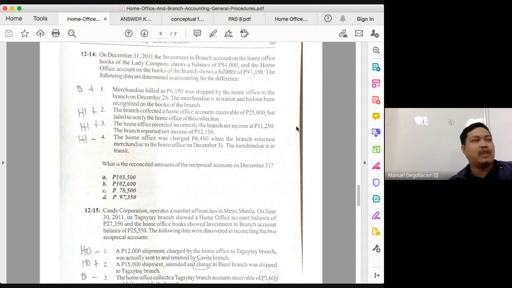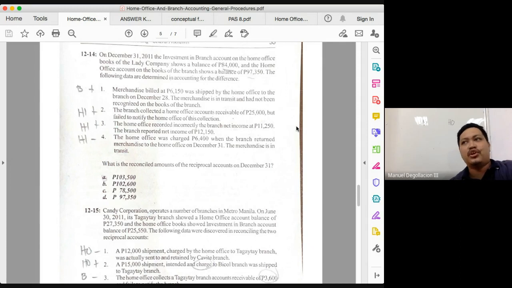Obviously we are going to classify this as an investment transaction, so we will debit investment in branch. And our credit, as I have explained, for the shipments transaction, we will credit shipments to branch in the amount of 6,150. Was that entry prepared by the home office? Yes. So that means the 6,150 is already incorporated in the 84,000 balance. So as far as the investment in branch account is concerned, we will not do anything for transaction number one.